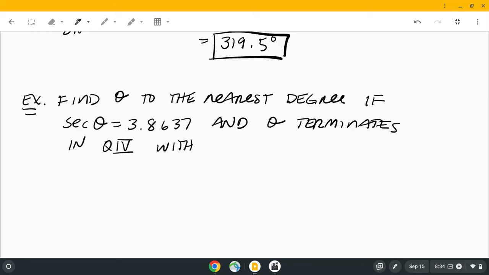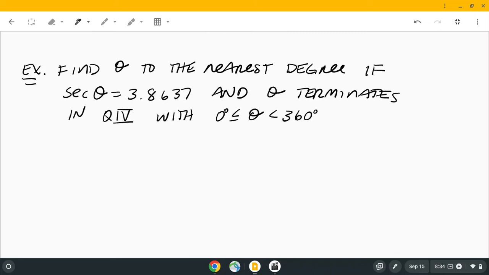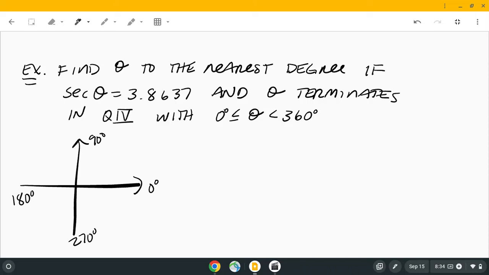And let's say that theta is somewhere between 0 and 360. Okay, so no negative angles and nothing beyond 360, like 570 or something like that. Okay, so 0, 90, 180, 270. We are in quadrant 4. So another big angle here for theta. And it's this little angle here, theta prime or theta hat.